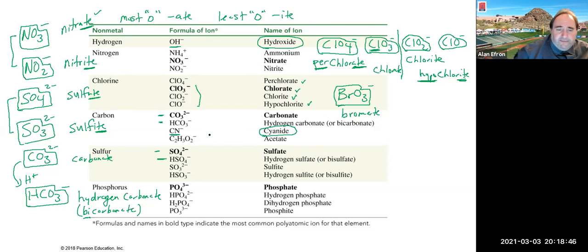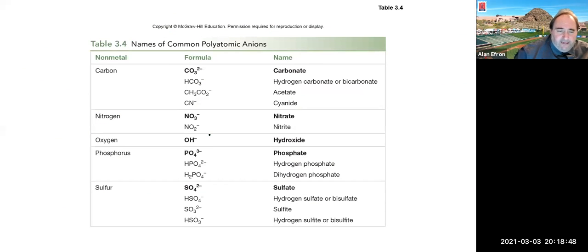So let's take a look at some examples, how we go about naming it. I'll just use this one. It's another table similar to the one you have, but we'll use it so it's not as written on. You could kind of still see some of the names here. So why don't you come up with the name for NaNO3, see what you come up with.